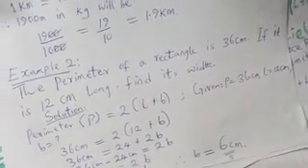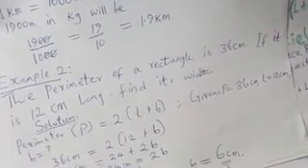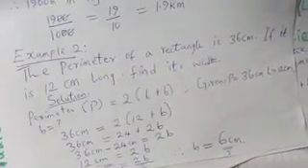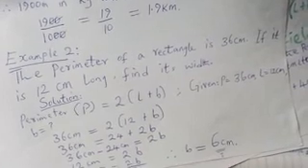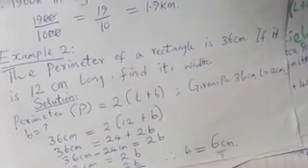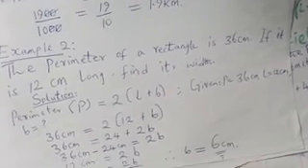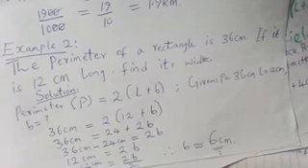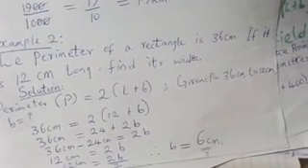So you are being asked to find the breadth, which is also the width. So 36 centimeter equals 2 into 12 plus B. Use your 2 to simplify the bracket. You use 2 to multiply the terms inside the bracket. 2 times 12 is 24. 2 times B is 2B. So you have 36 equal to 24 plus 2B.